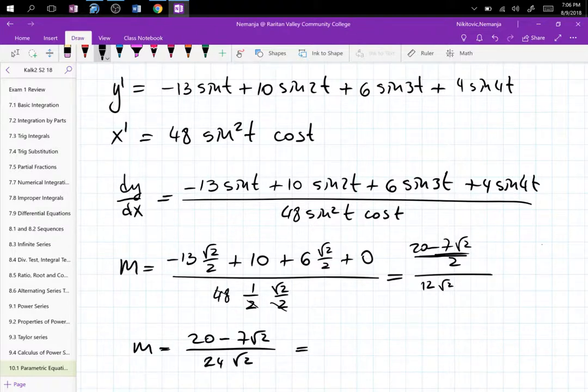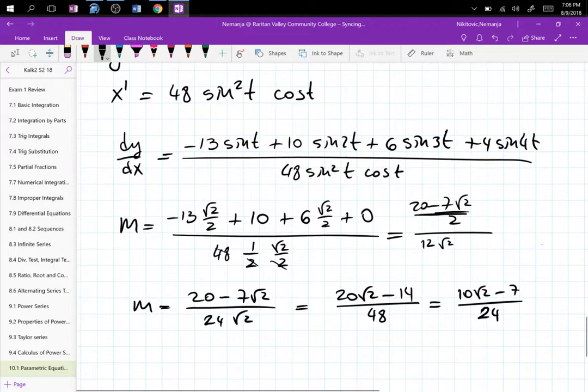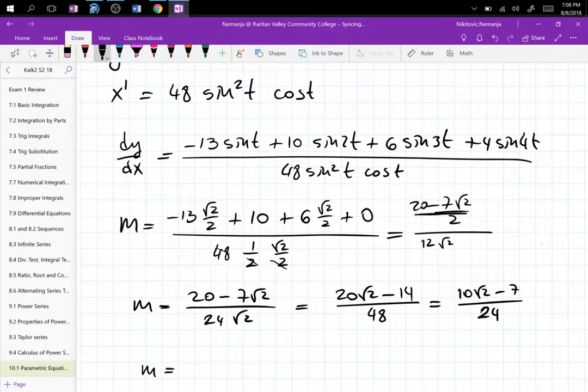We multiply by root 2. 20 root 2 minus 14 divided by, again, 48. Divide by 2 everywhere: 10 root 2 minus 7 over 24. So there's the slope: m equals 10 root 2 minus 7 over 24.